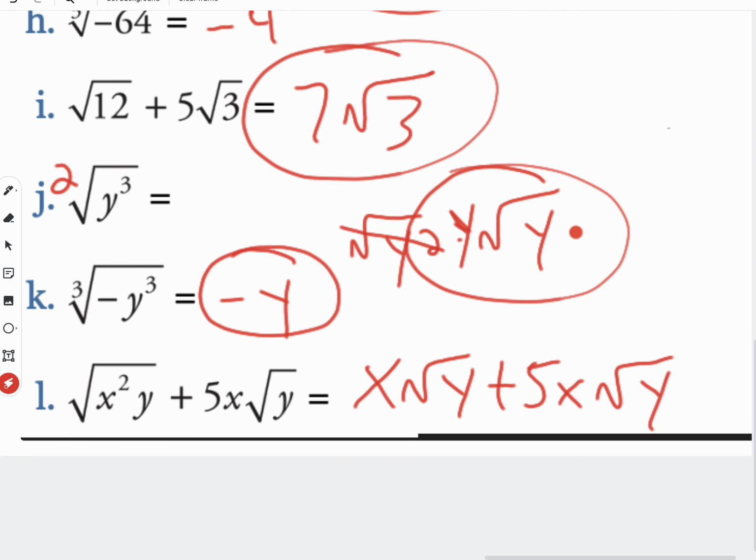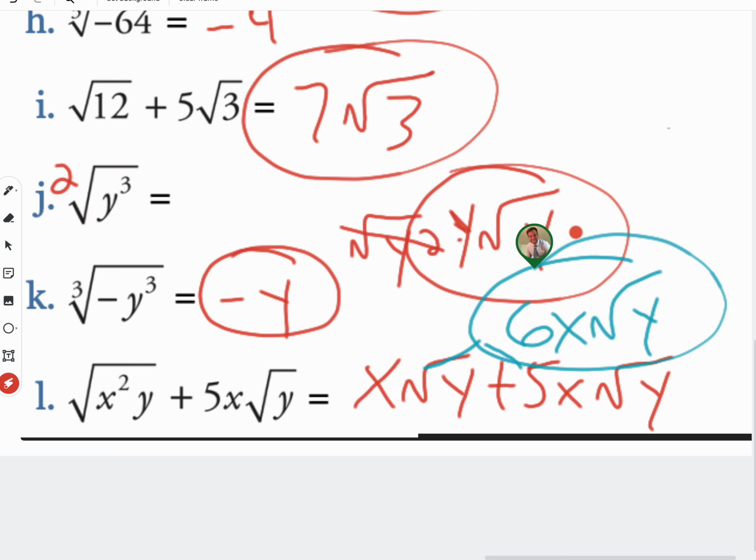Now we can combine like terms because we have the same roots. Let's add 1x plus 5x. This will get us to 6x. And we still have our square root of y inside of the radical. Our answer is 6x square roots of y.